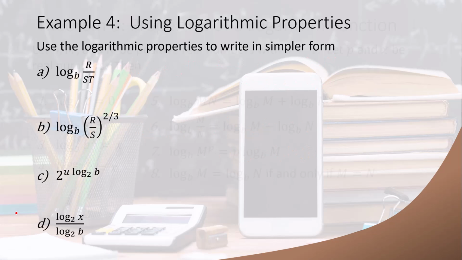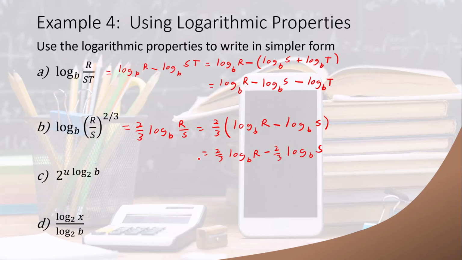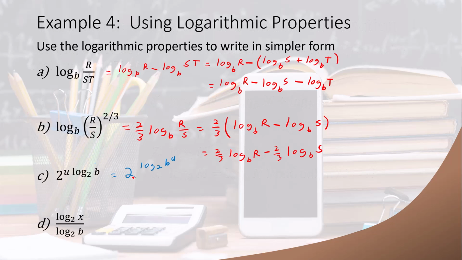Now for part C, we are going to use a combination of the power property and this particular inverse property. So using the power property, we can rewrite this as 2 to the log base 2 of b to the u power. And then once we've done that, we could use property 4, which is the inverse property, and write this as b to the u.